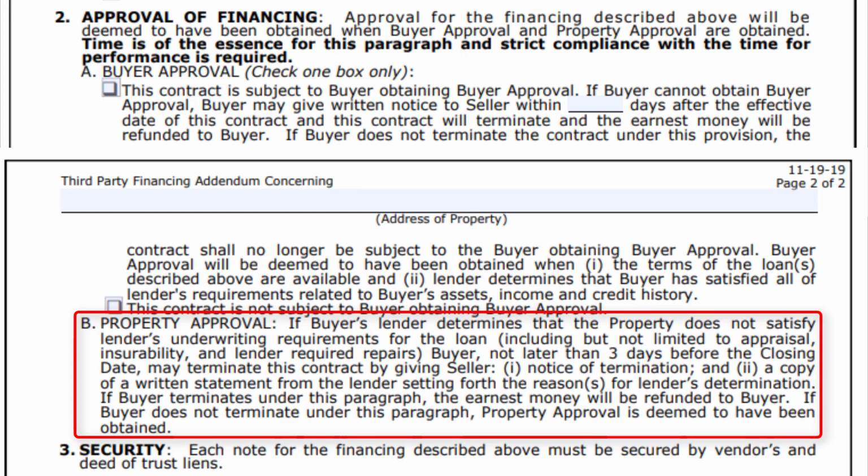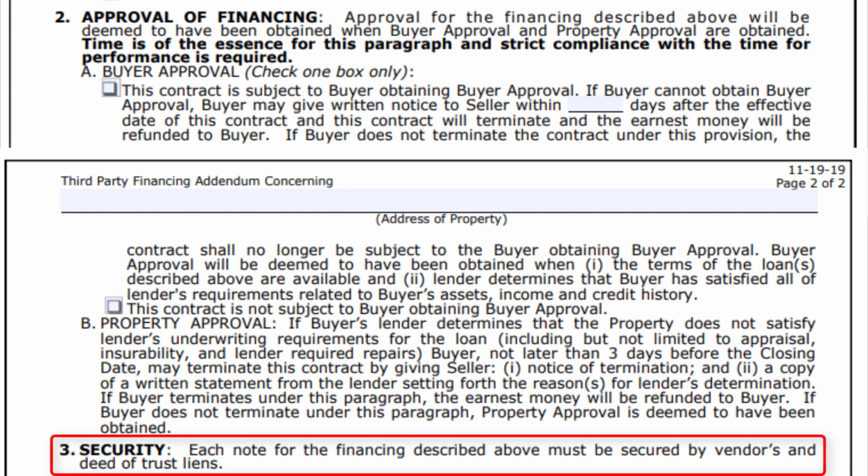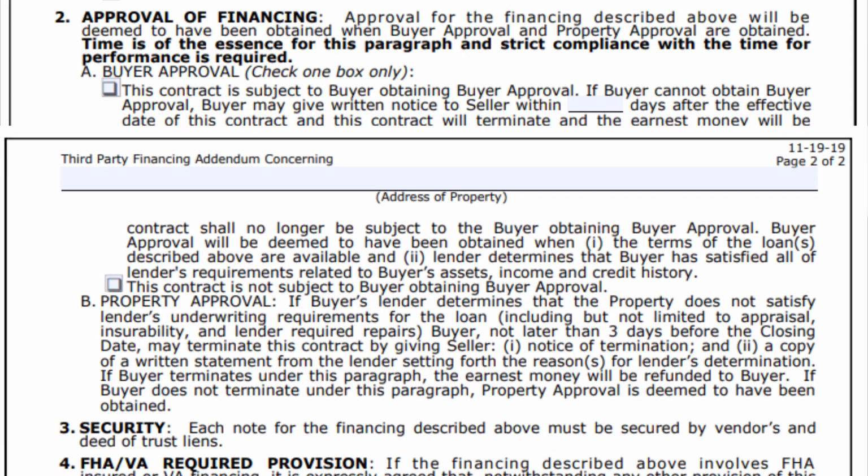It's super important. So that is section 2, approval of financing. It talks about the approval requirements there. The next section is really quick, and I'm going to go through it. So it's the security, and it simply says each note for the financing described above must be secured by a vendor's and deed of trust liens. So for every note above, there's going to be a vendor's and deed of trust liens assigned. This makes it pretty clear up front that that's what's going to happen. So that is section 2 and 3.